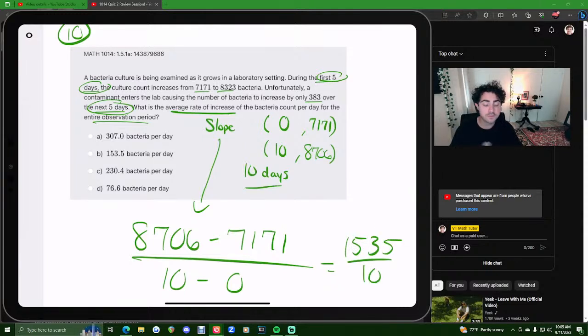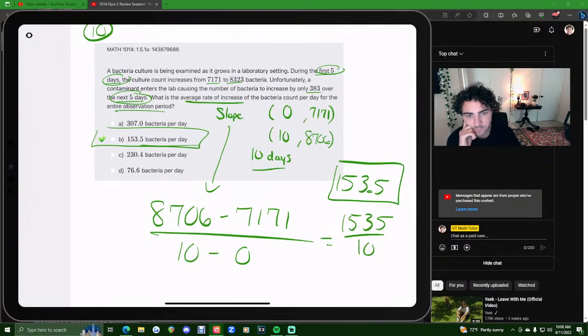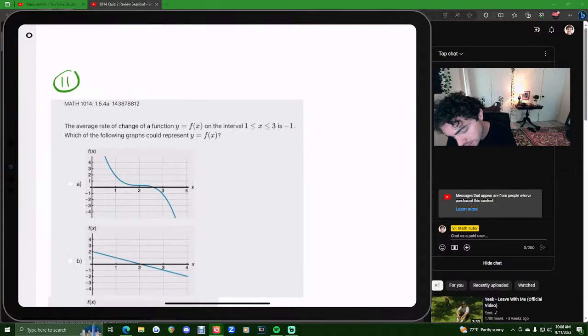Okay, so we have 1,535 divided by 10. If we divide this by 10, we're just going to get something that looks very similar. It's going to be 153.5, and that is bacteria per day. So that is option B. And that's it. You find a starting point and an end point, and find the slope between them. All right, that was number 10. Let's do number 11.